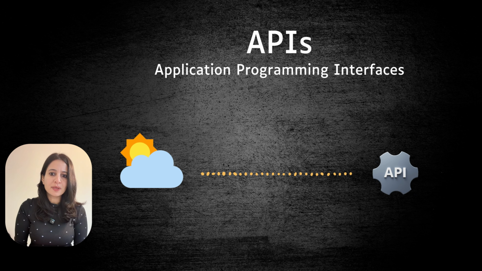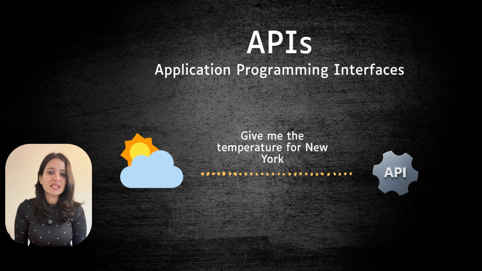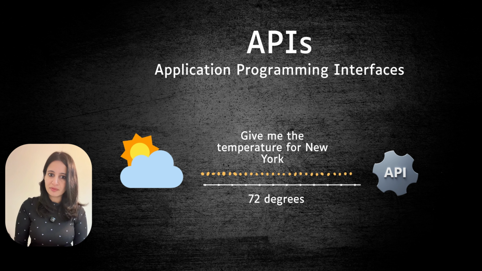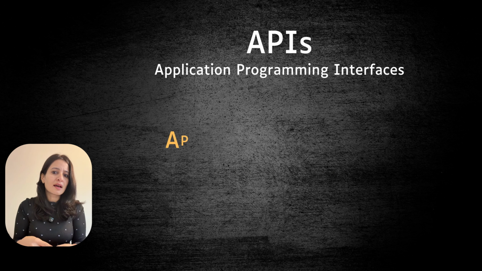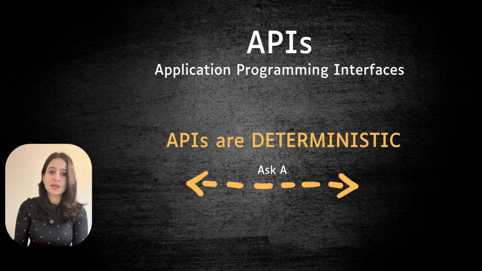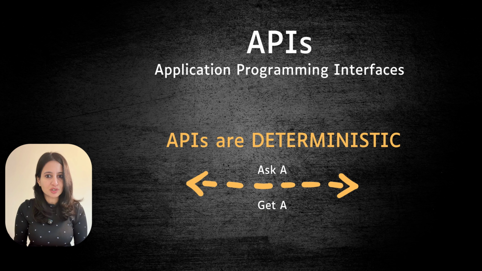A real example could be when you check the weather on your phone, the app makes an API call to a weather service. It requests, give me the temperature for New York, and gets back 72 degrees. It is simple and predictable. The key is APIs are deterministic. You ask for A, you get A. Every time they follow explicit instructions and don't make decisions.